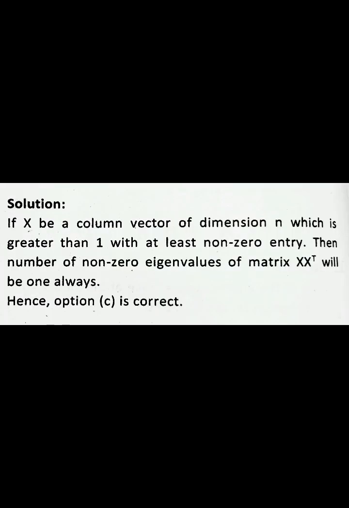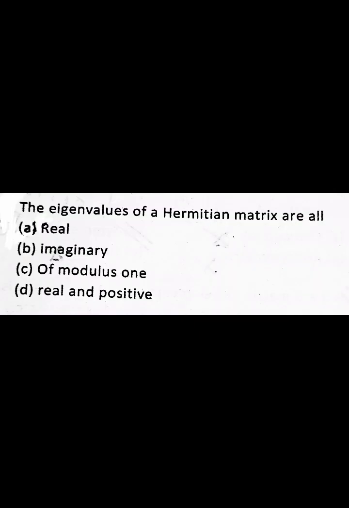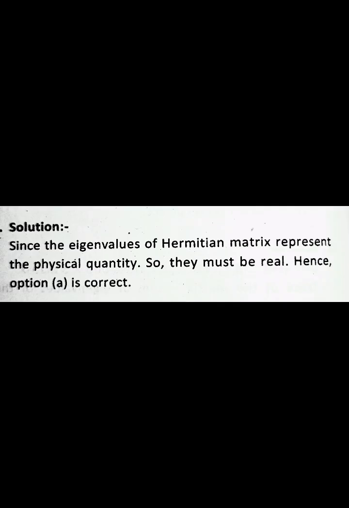So this is a theoretical question. If X is a column vector of dimension n which is greater than 1 with at least one non-zero entry, then the number of non-zero eigenvalues of the matrix X transpose will be 1 always. So the answer is option C. The next question is, the eigenvalues of a Hermitian matrix are real dash. We know that the eigenvalues of a Hermitian matrix are always real. So the answer is option A.